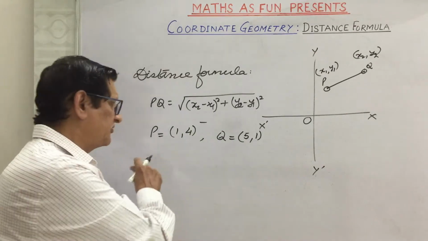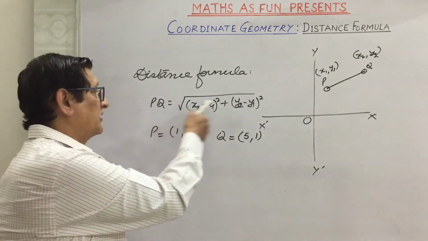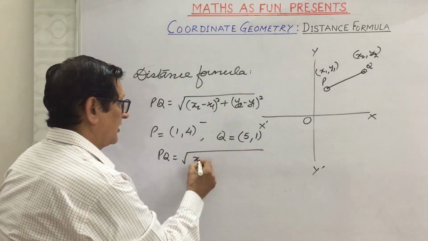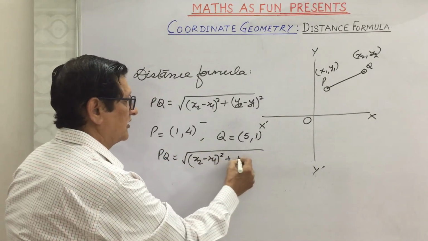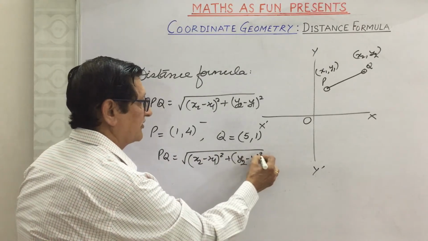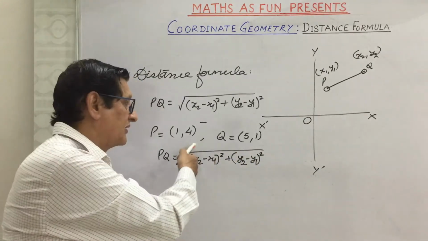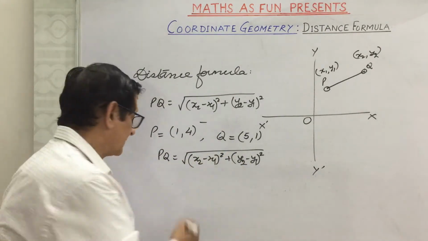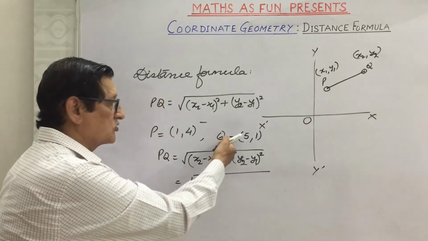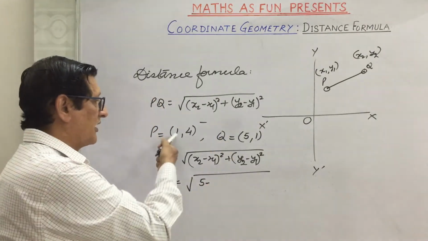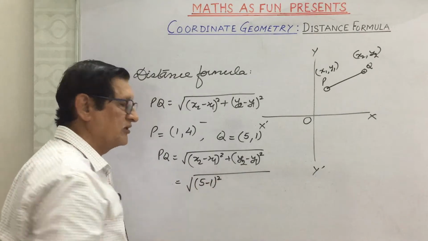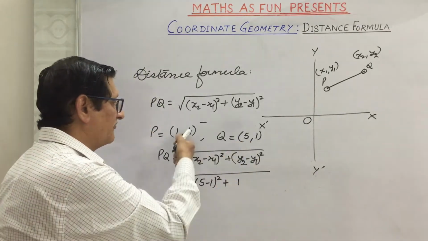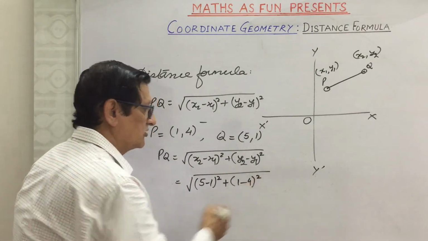To find the distance between 2 points, we will apply the formula. First we will write the formula PQ is root of x2 minus x1 whole square plus y2 minus y1 whole square. And then we will apply the values of these all 4 coordinates here. That is root of x2 is 5 minus x1 is 1, 5 minus 1 square, plus y2 is 1, y1 is 4, 1 minus 4 whole square.